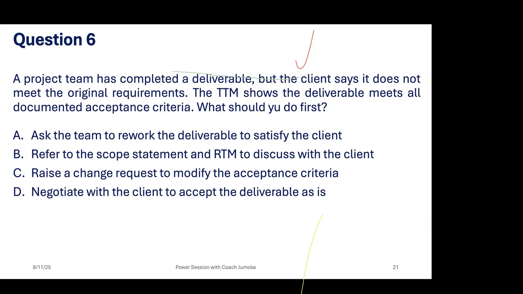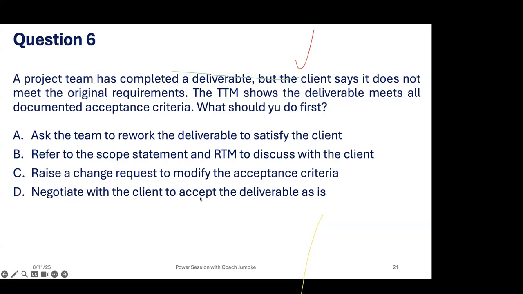You need to know if you made mistakes. So what will you check? Your reference point is the scope statement. It is after you check the scope statement that you will now engage the client. C, raise a change request to modify the acceptance criteria. If your scope statement was updated accordingly, you cannot just modify. You first need to check this and discuss with the client. If the client is insistent, then you can raise a change request to modify the acceptance criteria. You cannot just jump from here, boom, to raising a change request.